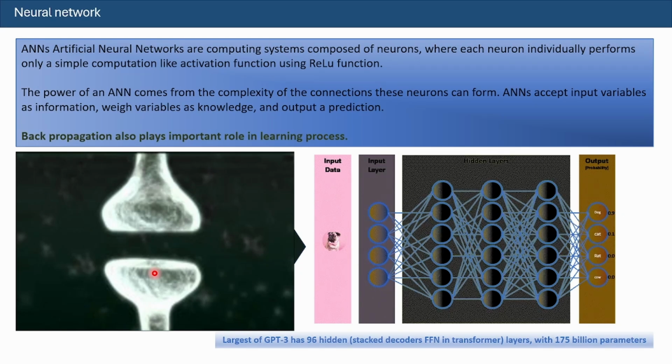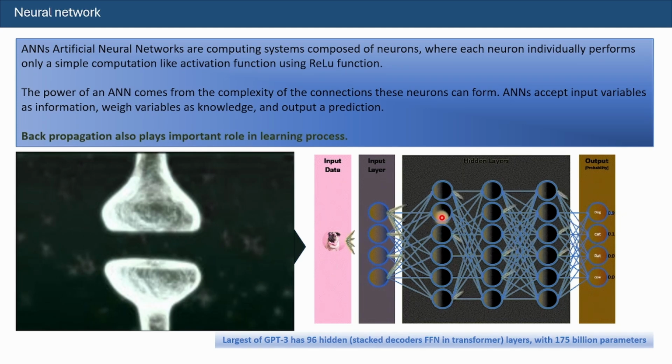In an ANN, we have artificial neurons, also called nodes. Each neuron by itself is very simple. It performs a small calculation and then applies something called an activation function. An activation function decides whether the neuron should pass information forward or not. A very common activation function used today is called ReLU, which simply means if the value is positive, pass it forward. If it's negative, ignore it.